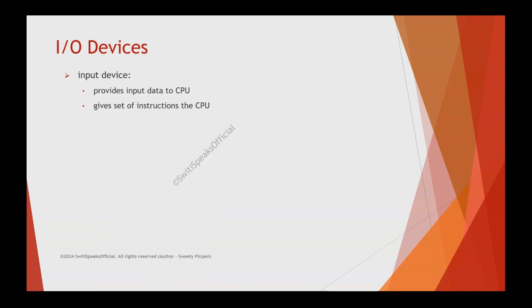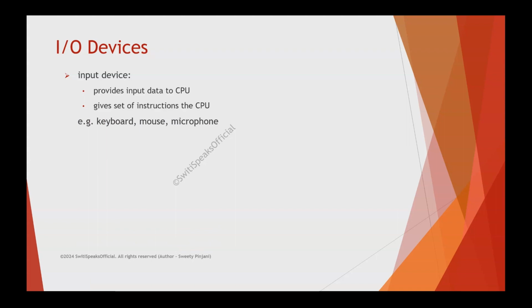What kind of instructions does the CPU want to execute? All that will be provided by your input device. What are some examples of your input device? Keyboard, mouse, microphone. Through the keyboard, you can type something. Through the mouse, we do some clicks which take you to different websites, for example. So that is also an input.